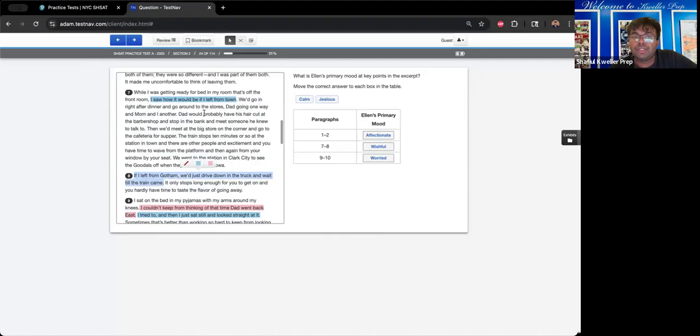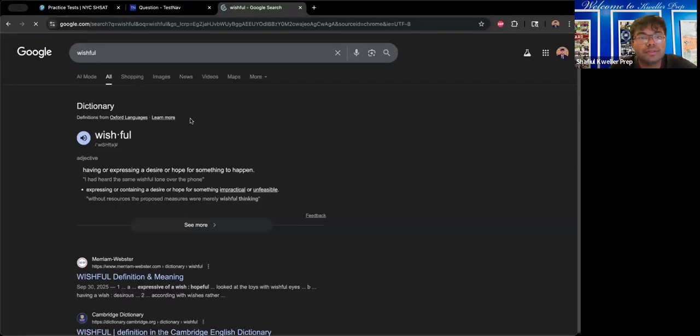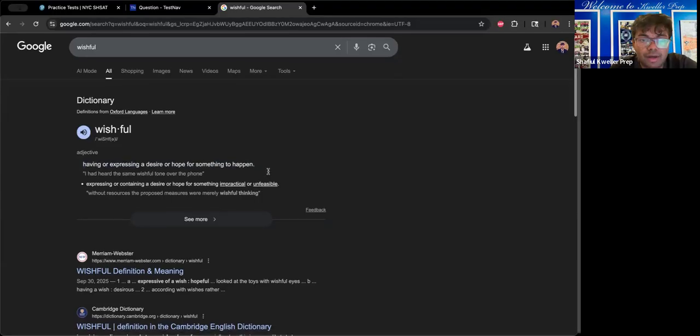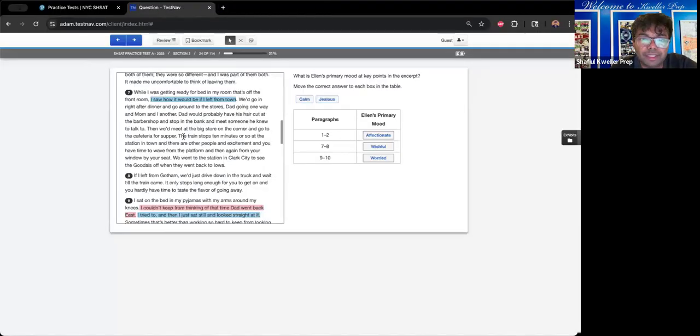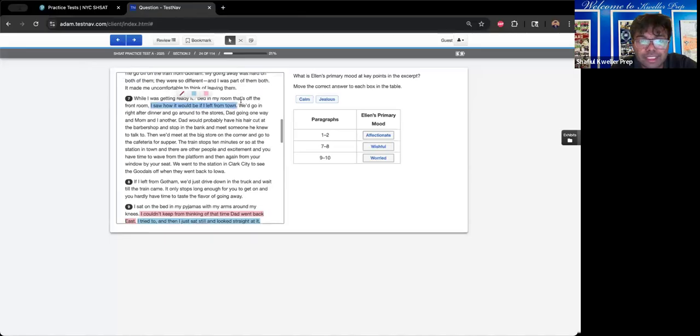Someone said it doesn't say wish, but shows prediction. I don't know what you mean. I just think wishful is better than calm or jealous. The definition of wishful is probably hoping something happens. Okay, yeah: having or expressing a desire or hope for something to happen. So it's her hoping that when she leaves town, like here the way that she describes it, she kind of describes the best scenario that'll happen when she leaves, something that would make her happy. So that's why it's hopeful. I mean, wishful. So, yeah.